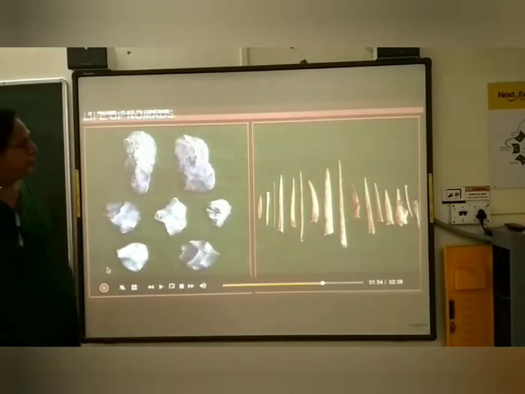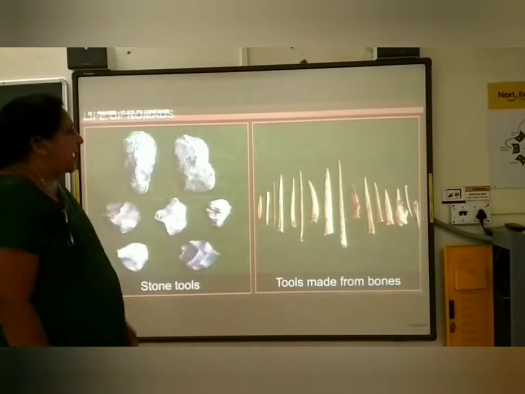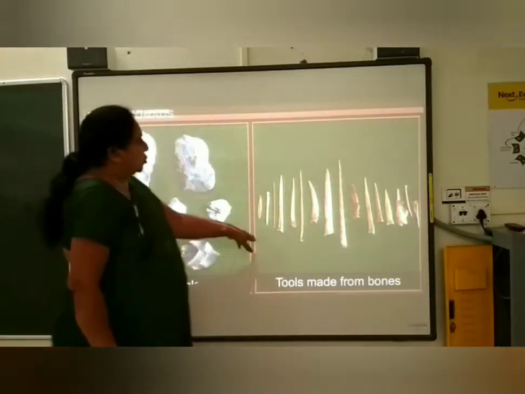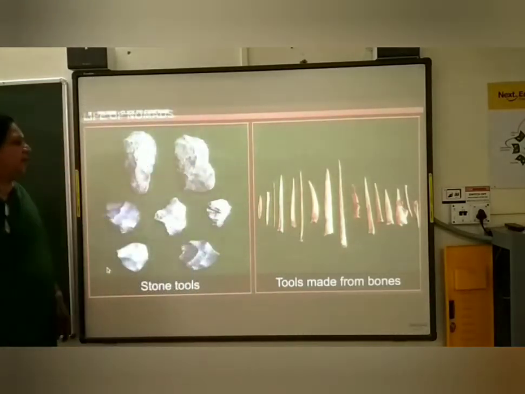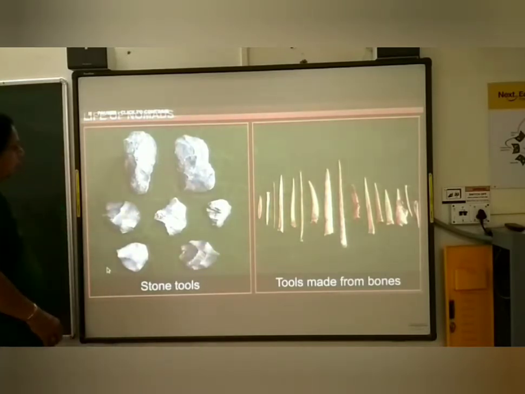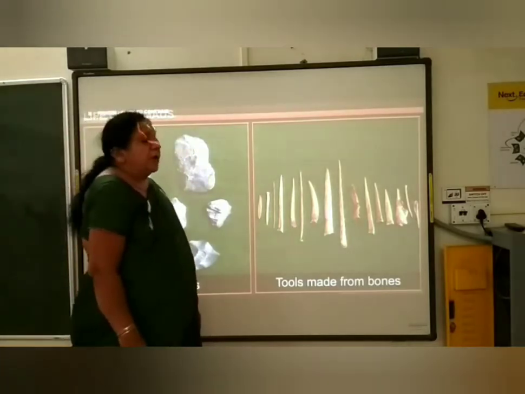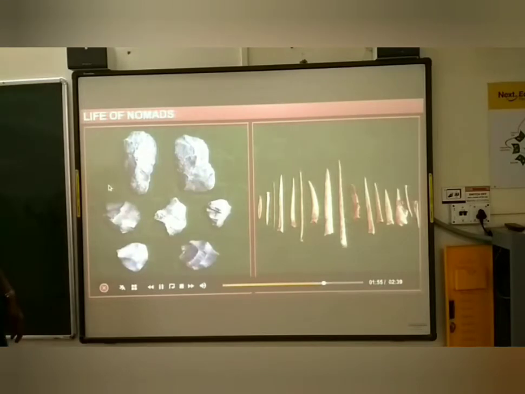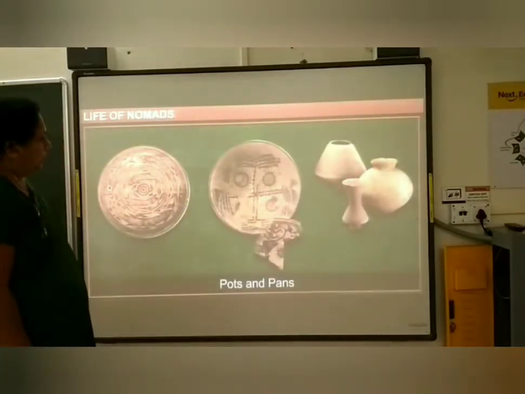When they used to hunt the animals, after eating the flesh of the animals, in their spare time they used to make tools from bones. So these are the bones of the animal. With the help of that, they used to make tools to kill the animals, so to hunt, and one type of axe they made was to cut the branches of the tree. These include tools made from stones and animal bones, and pots and pans.